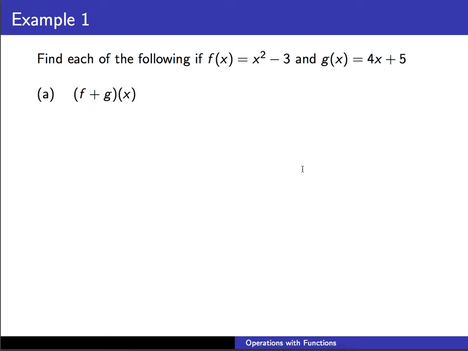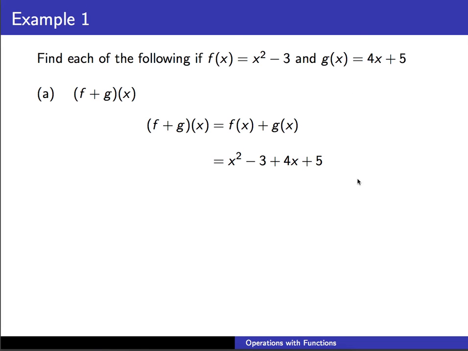So find each of the following now. For f of x is x squared minus 3, and g of x is 4x plus 5. So f plus g of x, once again, is going to be f of x, the x squared minus 3, plus g of x, the 4x plus 5. And combining like terms, we get x squared plus 4x, and then negative 3 plus 5 is 2. So x squared plus 4x plus 2.